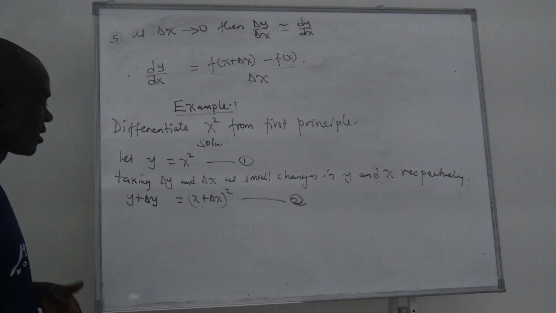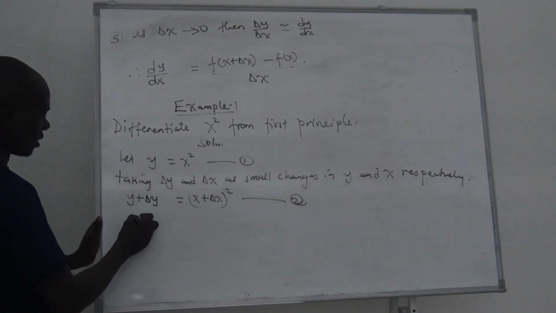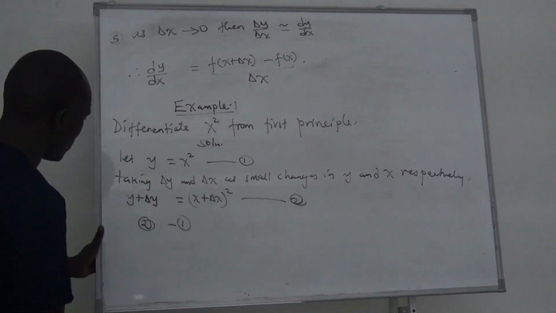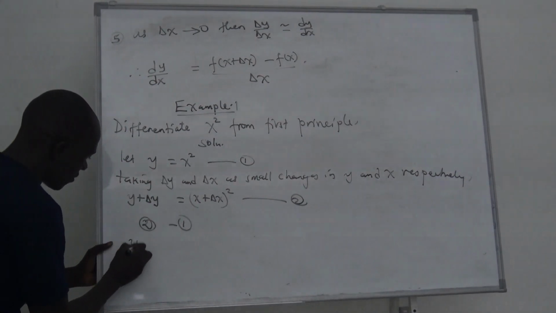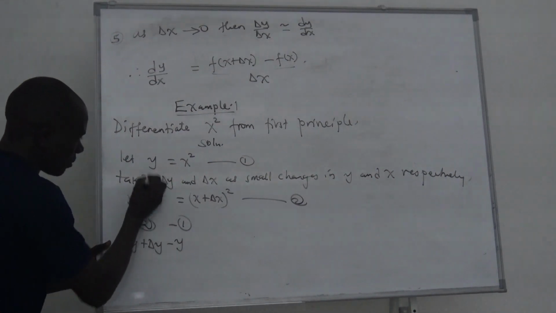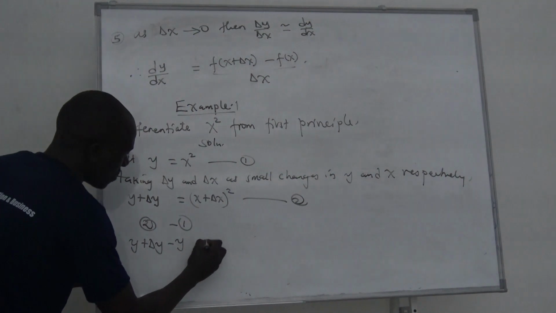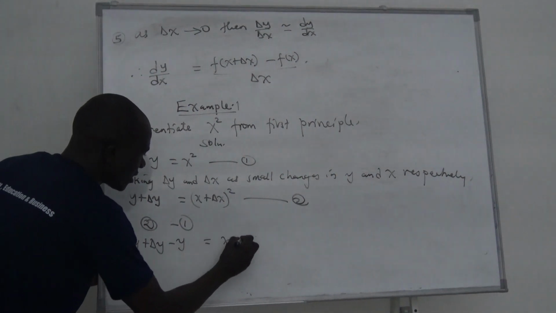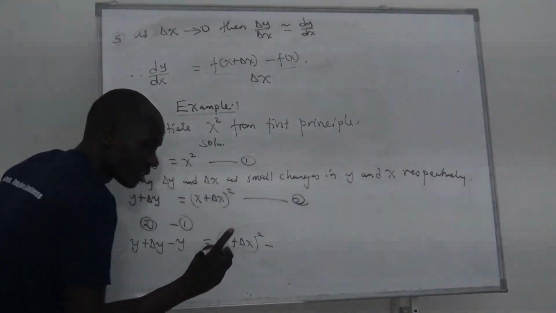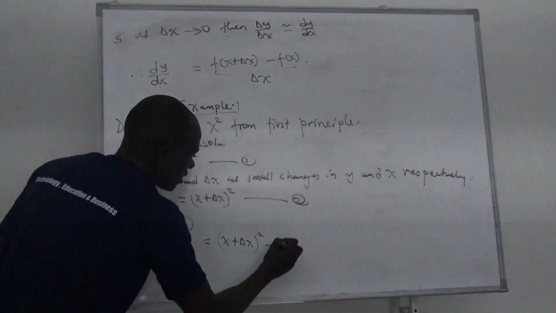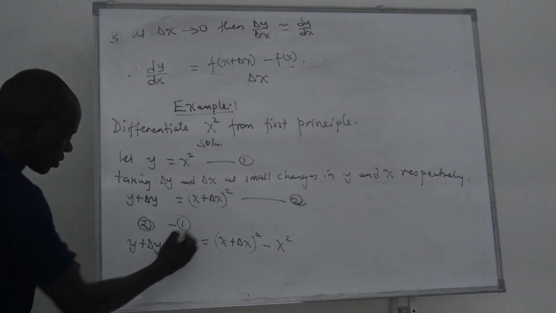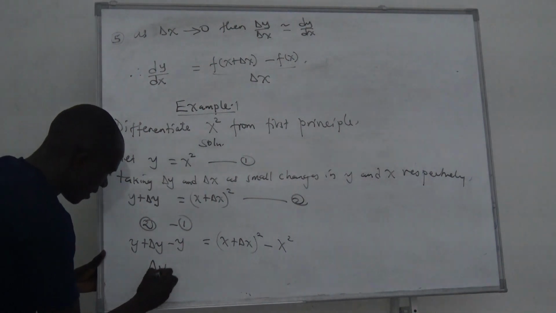We say equation 2 minus 1. We're going to have y plus delta y minus y equals x plus delta x, the whole of it squared, minus x squared. You can observe here, y minus y, the value is only delta y.